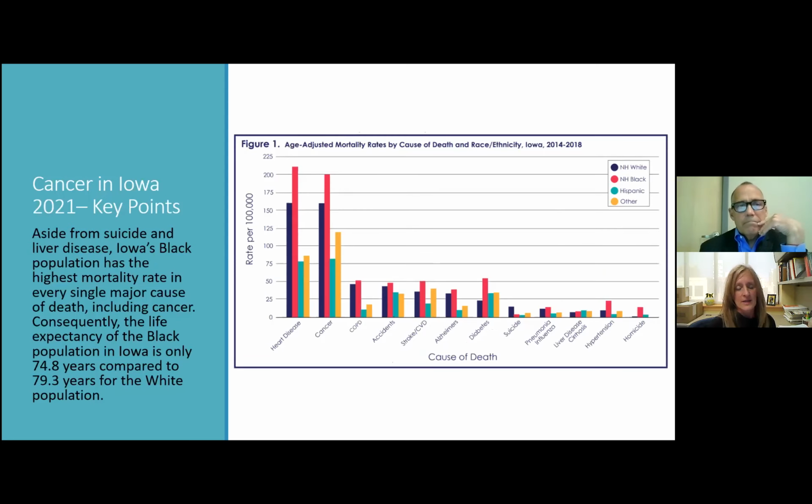And then something else that we looked at was all causes of death, including cancer. And what we found was that aside from suicide and liver disease, Iowa's Black population has the highest mortality rate in every single major cause of death, including cancer. And so when you combine that with the prior slide that shows how they were being diagnosed with cancer at younger ages, we see that the life expectancy of the Black population in Iowa is 74.8 years compared to 79.3 years for the white population.